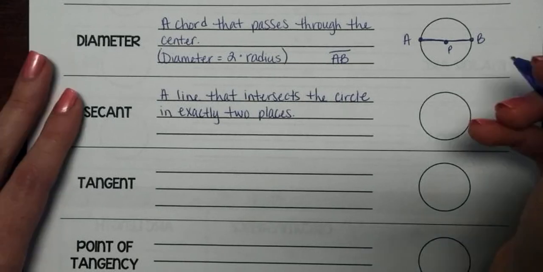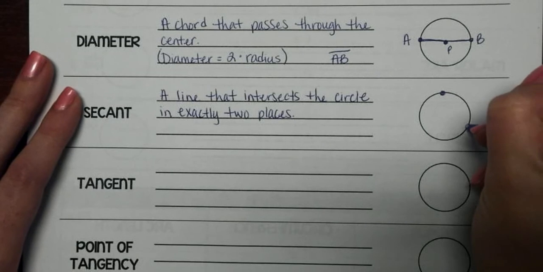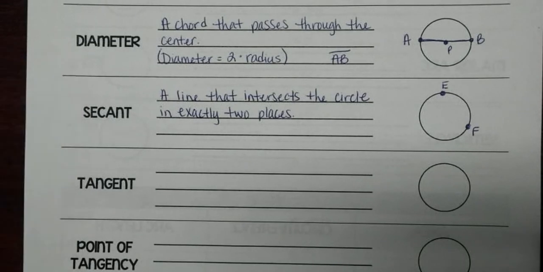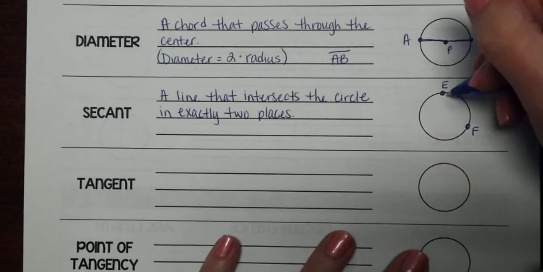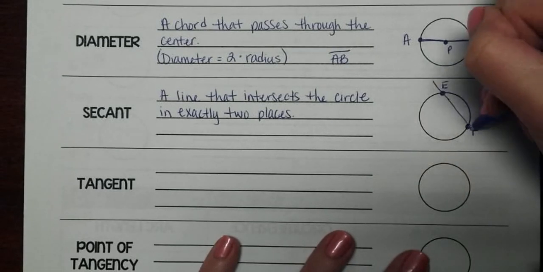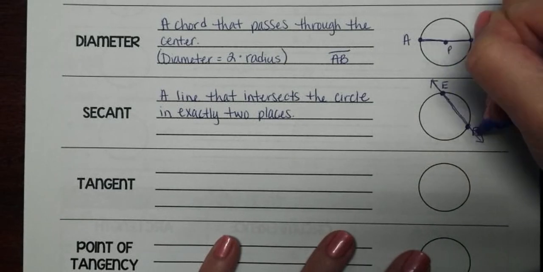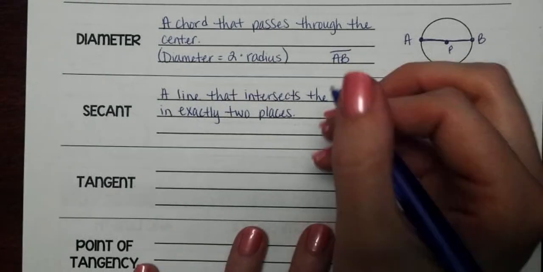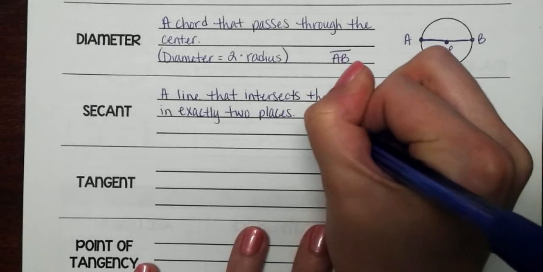So I'm going to draw 2 points somewhere on the circle where it's going to intersect. I'm going to call them E and F this time. So I'm going to take a line and I'm going to make it pass through both of those points. So something like this. This is a secant line because it touches the circle twice. So my example here is line EF. It has a bar over it with 2 arrows because it is a line.